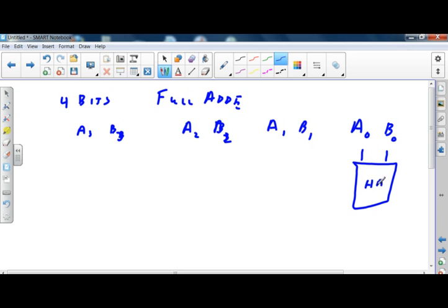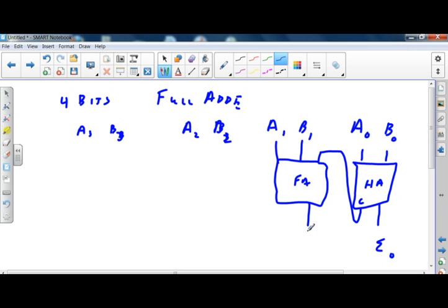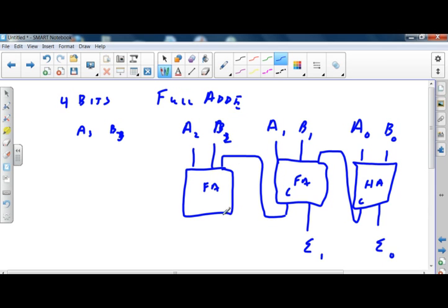So I've got a half adder, and I get a summation, and we'll call it summation 0. And I've got a carry. I'm going to bring the carry over to a full adder. Bring the carry into the full adder, my A and my B. I get a summation 1. I get a carry, and I send the carry over to another full adder, and I bring in my A and my B. I get a summation 2, and I get a carry, and I send that over to the next guy.